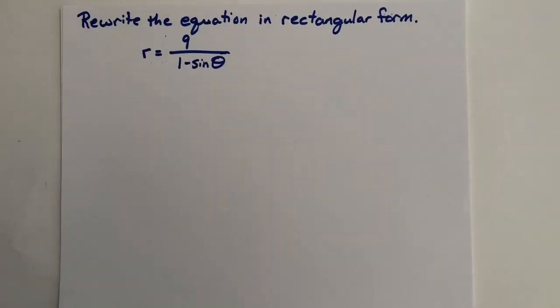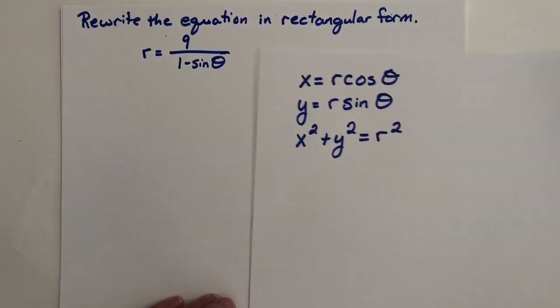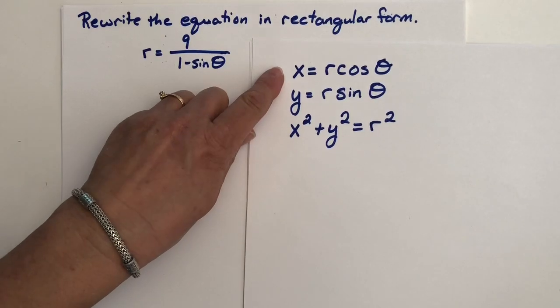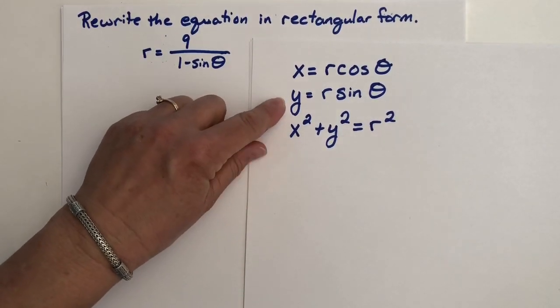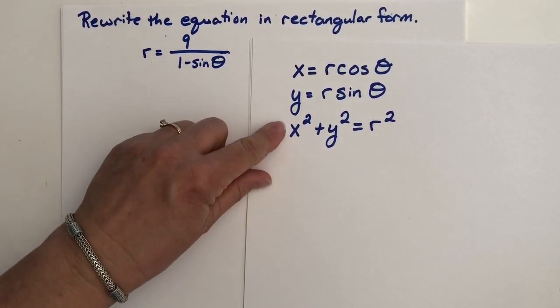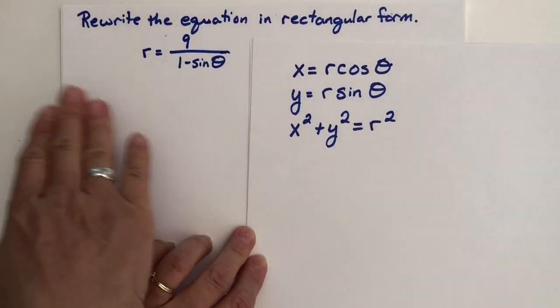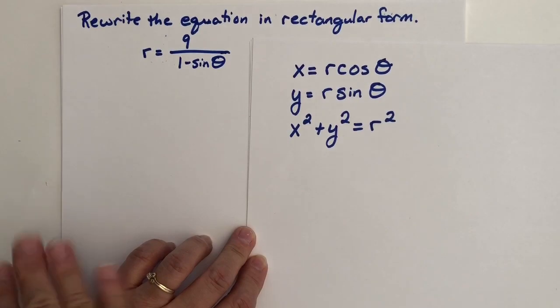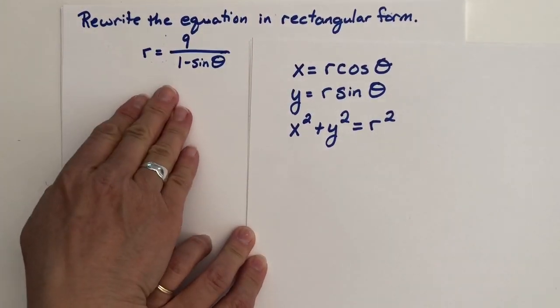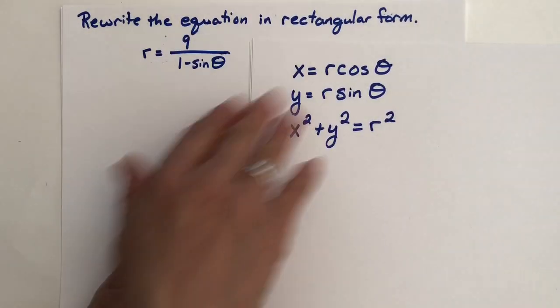I'd like to talk about rewriting this polar equation in rectangular form. Remember, when we're talking about equations that are polar and rectangular, here are some common relationships that we use. x equals r cosine theta and y equals r sine theta, and x squared plus y squared equals r squared. Remember, the goal when we're going from polar form to rectangular form is to get rid of the r's and thetas and get it written with x's and y's.